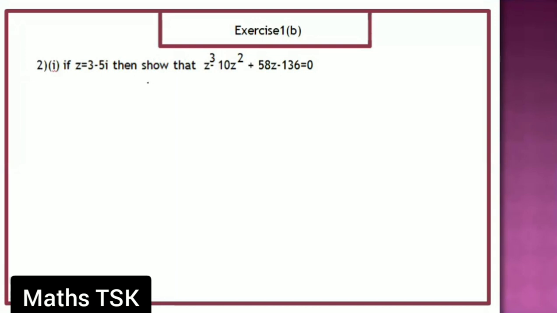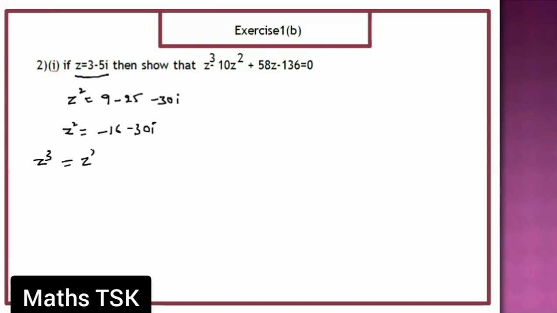Look here, the second problem. Z is given as 3 minus 5i. Then we have to show that. What is z square? Z square is 9 plus 25i square, that is minus 25, and then minus 2ab, that is minus 2 into 3 into 5, 30i. So z square is minus 16 minus 30i.